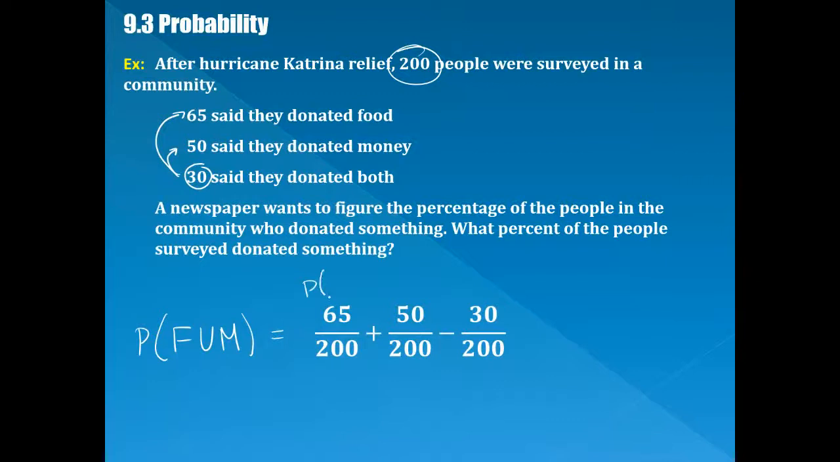This is the probability that they donated food plus the probability that they donated money minus the probability that they donated both food and money, right? Because they're double counted. They're already accounted for in these. So we don't want to double count them, since they exist in both of these groups. Okay.